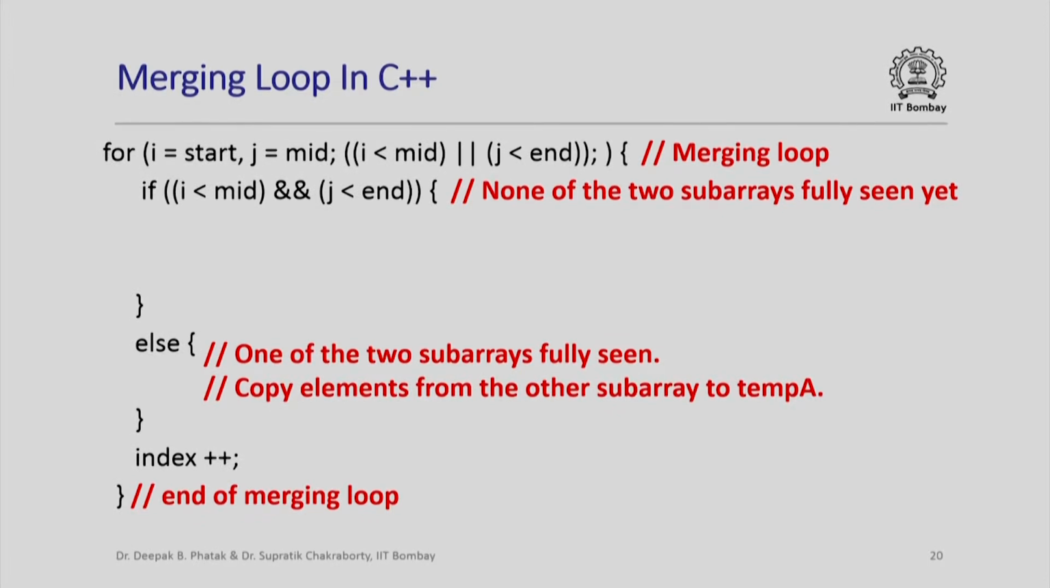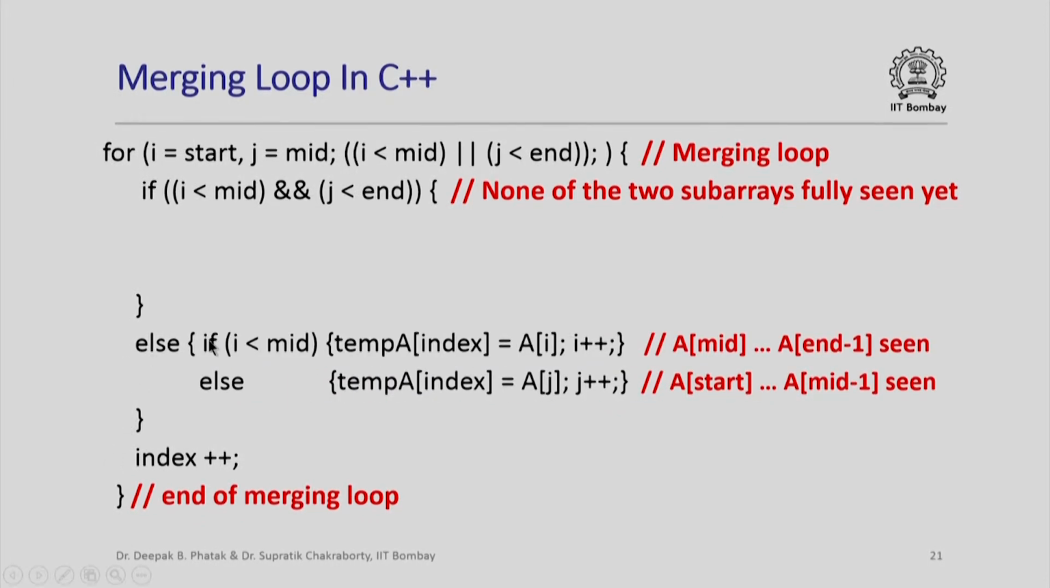How do we implement this in C++? Here is a simple piece of code to do that. Basically we check if i is less than mid, then certainly the subarray from A start through A mid minus 1 has not been fully seen yet, but since I am in this else part, it cannot be the case that both the subarrays have not been fully seen. Therefore it must be the case that one of the subarrays has been fully seen, but since i is less than mid, it must be the case that the second subarray, the subarray from A mid through A n minus 1, is fully seen. So in this case, I will simply copy ai to temp A index and increment i.